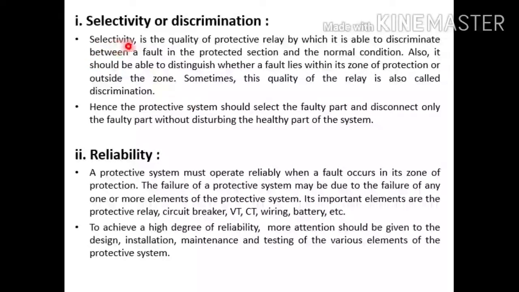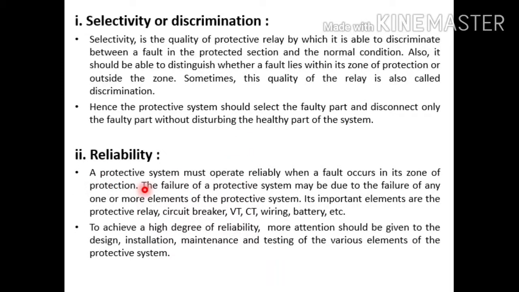Selectivity. It is the quality of the relay by which it discriminates a fault in the protected section from the normal condition. It should also be able to distinguish whether the fault lies within the zone or outside the zone. Sometimes this quality of a relay is also called discrimination. Hence, the protective system should select the faulty part and disconnect only the faulty part without disturbing the healthy part of the system.